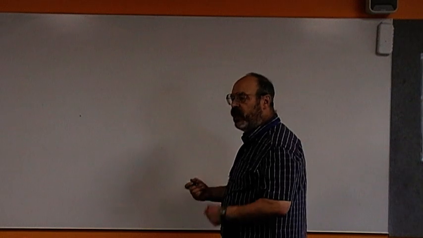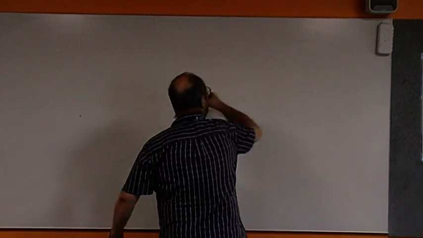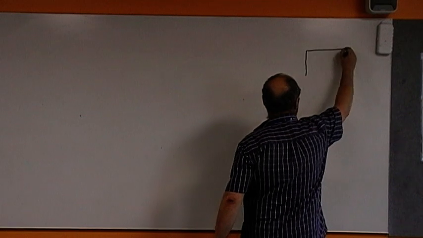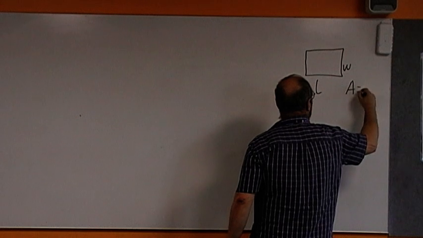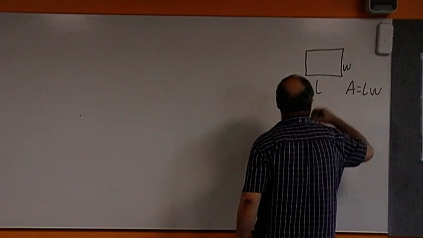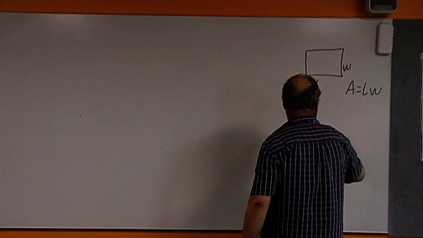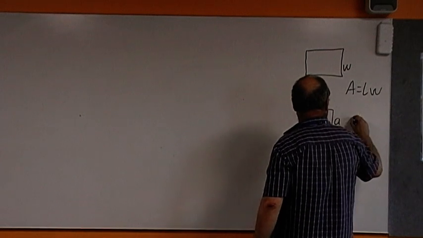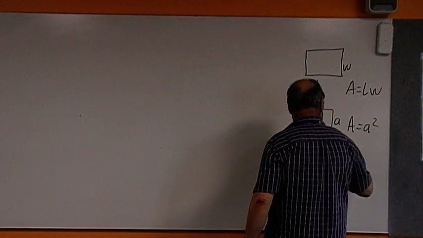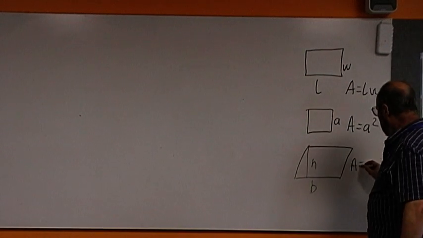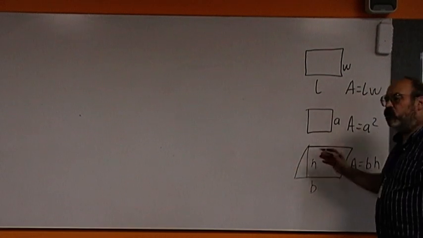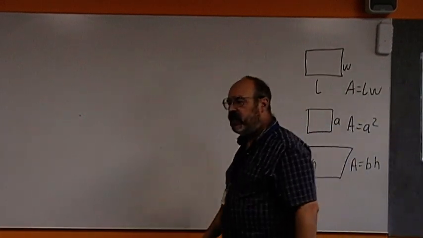We already know the areas of the rectangle. Area of a rectangle: length times width. Area equals length times width. Square: with the side A, area equals A squared. And we learned about the area of the parallelogram, that we have base and height, and area equals base times height. So we already know about three quadrilaterals.